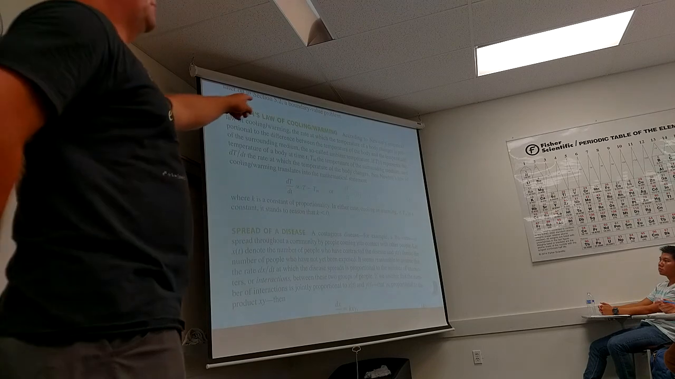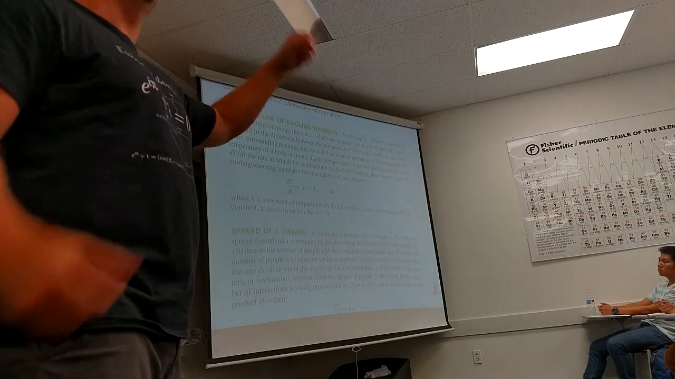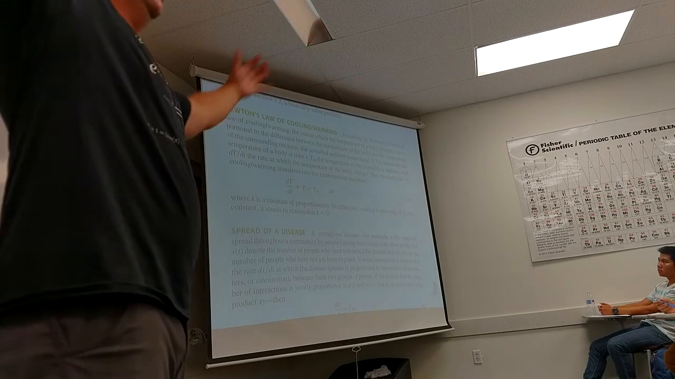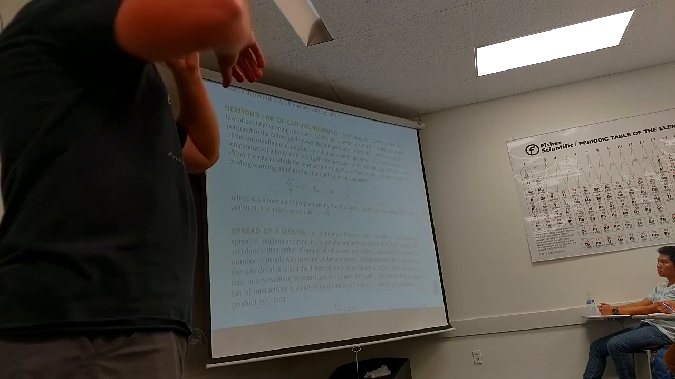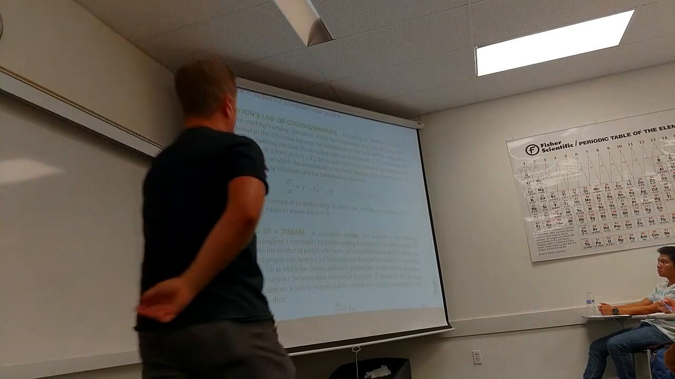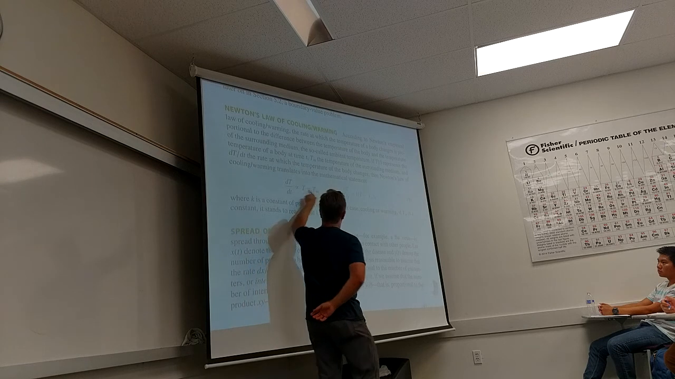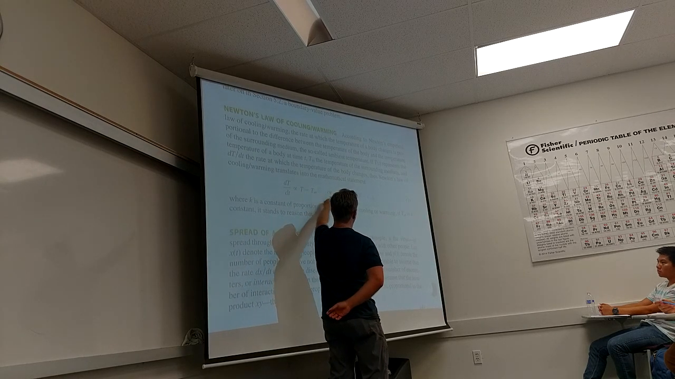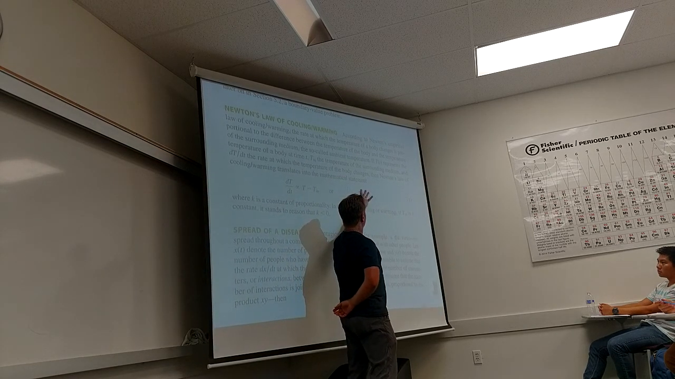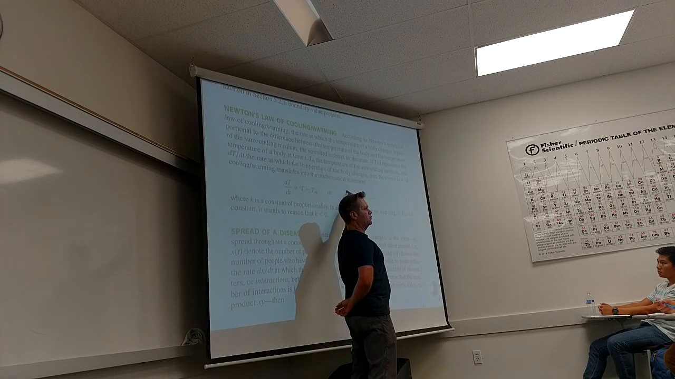A body is going to warm up or cool down quicker the bigger the difference between itself and the ambient temperature, right? That's basically what this says: the difference between the ambient temperature and the temperature of the thing I'm looking at, times some constant, is equal to how quickly the temperature changes over time.